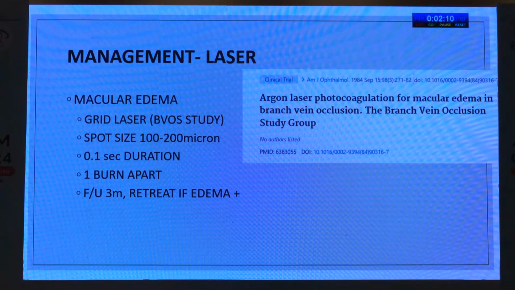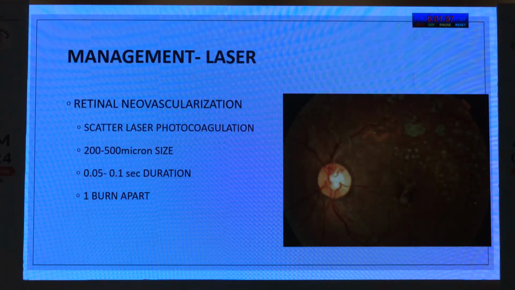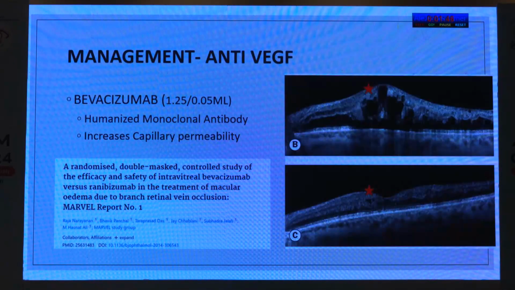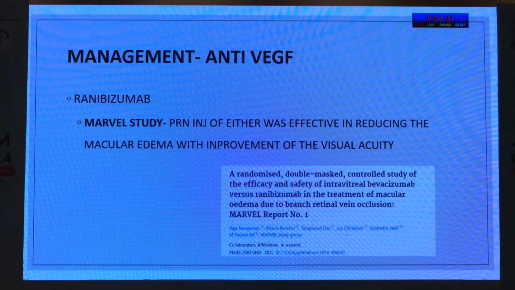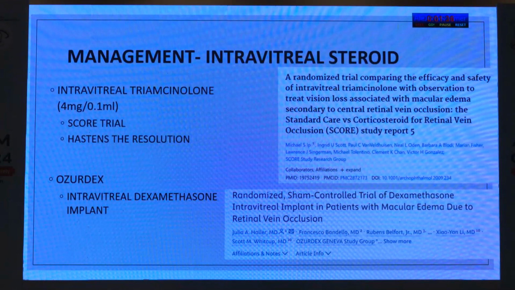Management: if there is macular edema, we inject anti-VEGFs, and once the hemorrhages have resolved, we do sector laser photocoagulation. So these are a few studies. This picture depicts scatter laser photocoagulation. The spot size is taken between 200 to 500 microns, and one burn apart. The anti-VEGFs we use are bevacizumab, ranibizumab, and aflibercept has also come. For non-affording patients, we can use triamcinolone and Ozurdex.